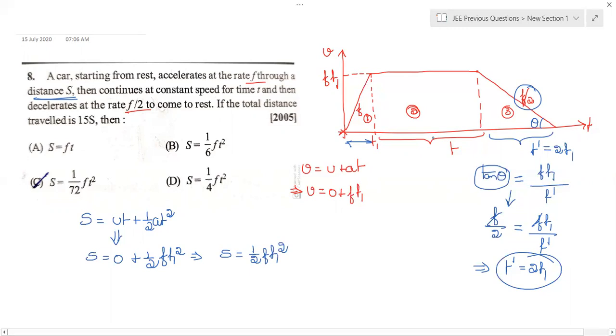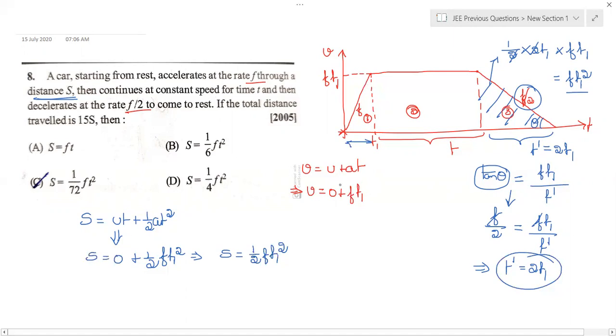Now we'll calculate the distance traveled in the third case. Now area under velocity time graph will give the distance traveled. So here this is a triangle, area is half into base. Base is nothing but 2t1 into height. Height is nothing but ft1. 2 will get cancelled, so it is equal to f into t1 square. So here area of the third case is equal to ft1 square, nothing but distance traveled in the third case.